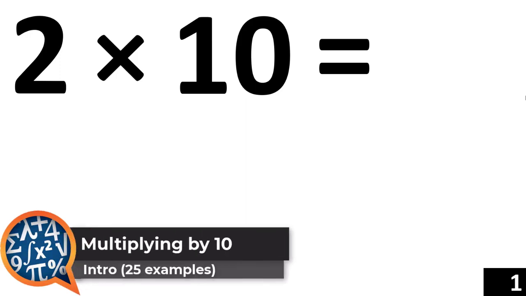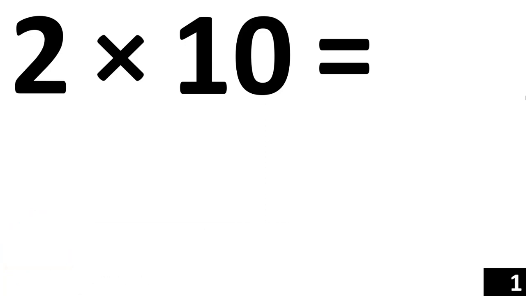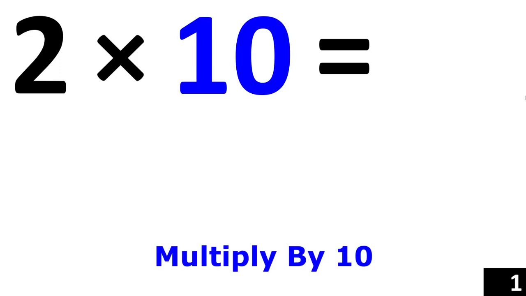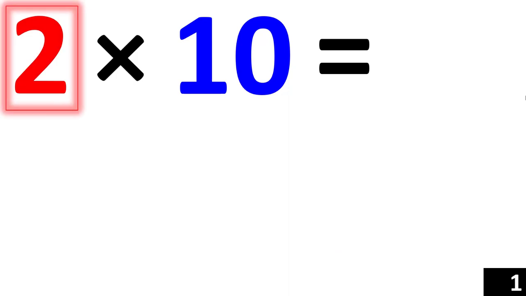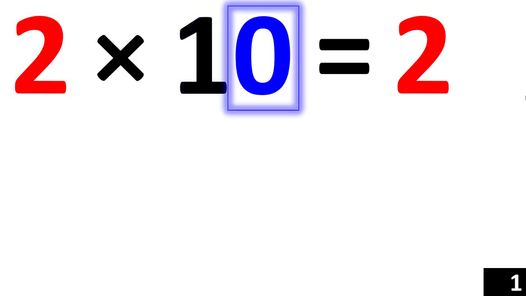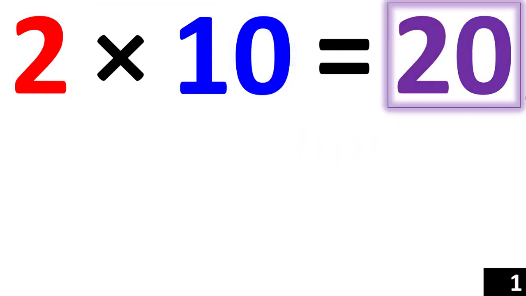In this video, we're going to take a look at the second multiplication rule, and that's multiplying anything times the number 10. Let's go. The first example is 2 times 10. Any number times 10 is that number with an added 0, which means 2 times 10 is a 2 with an added 0. A 2 with an added 0 is 20.